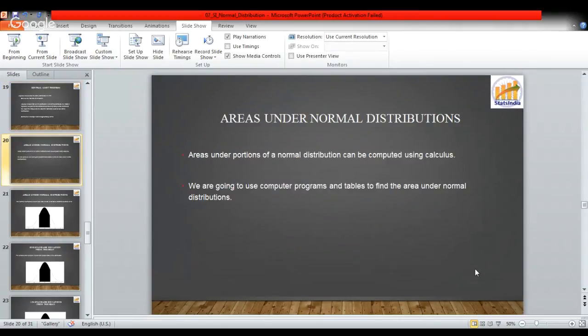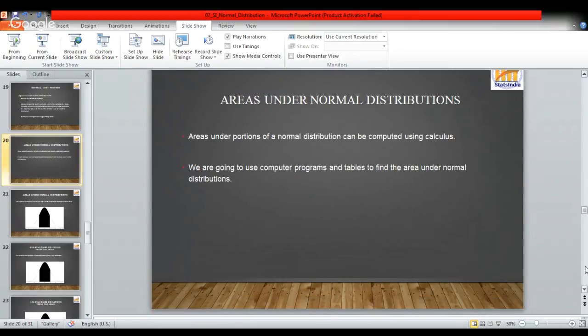Now, area under the normal curve. This can be found in two ways. It can be computed by calculus, or there are ready computer programs available, and we can also find it using the table under the normal curve. We are going to see both, that is, tables and computer programs.